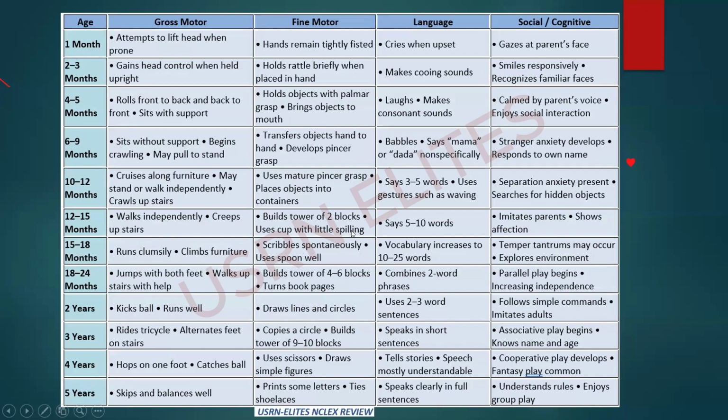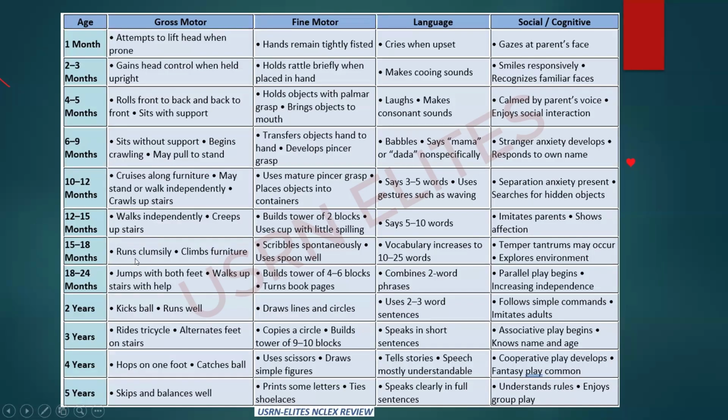They can use a cup with little spilling. Okay, whether a cup or anything that they drink from, whether a bottle, they can find their way to their mouth and do as they want to do with it. Okay. And they should be able to say between 5 to 10 words. They imitate their parents and they show affection.